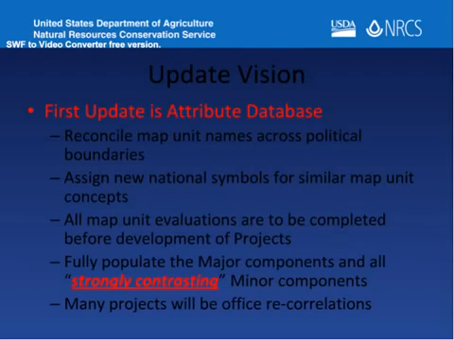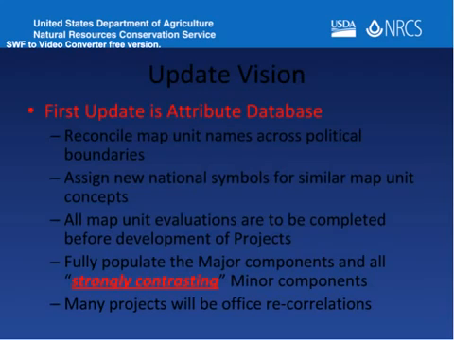In essence, I'll boil it down to the fact that we have two parts to this update. The first part is going to focus on the attribute database. That has been a directive that the division director has put out for the last 3 or 4 years, and we will be moving into an initiative that focuses on cleaning up this attribute database. We're going to take a look at the map unit concept as it flows, reconcile these map unit names across political boundaries, and assign a national symbol for all these similar map units that have the same concept.